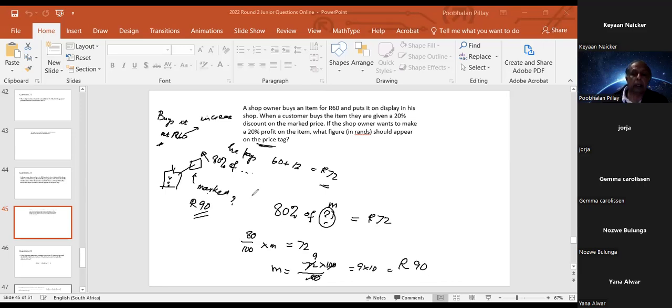So the guy buys it for 60, marks it at 90, gives the discount. The person gets quite happy now. He's going to get 18 rands discount, because he sells it for 60. He pays 72 rands. Right? But the shop owner is quite happy. He's got his 20% profit. Okay, so that's the answer. Answer is 90 rands.